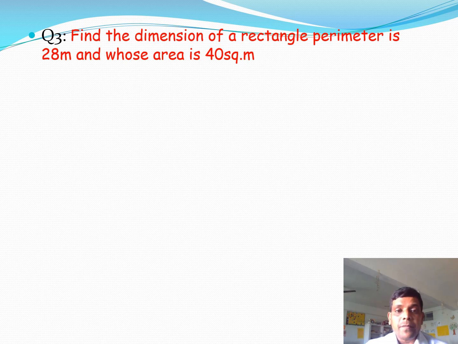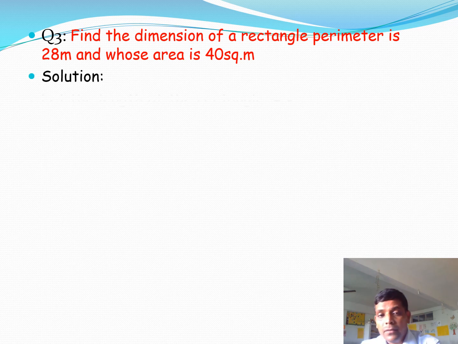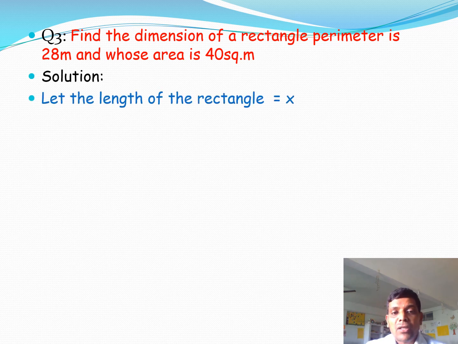Coming to the next question. Find the dimensions of a rectangle whose perimeter is 28 meters and whose area is 40 square meters. What is given in the question? Find the dimensions of a rectangle means find the length and breadth of the rectangle. Given perimeter is 28 meters and area 40 square meters. Let the length of the rectangle be x.